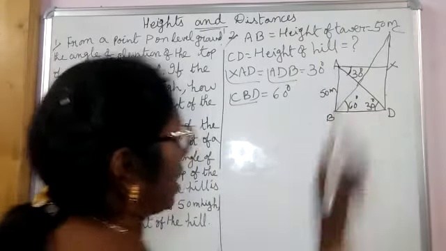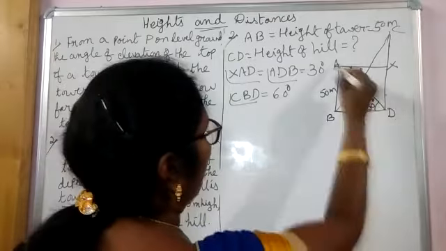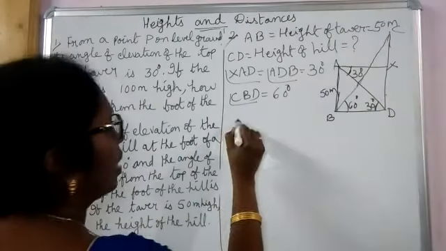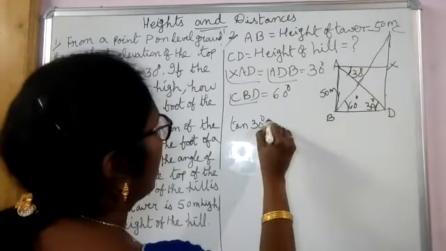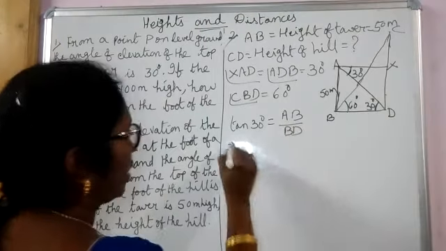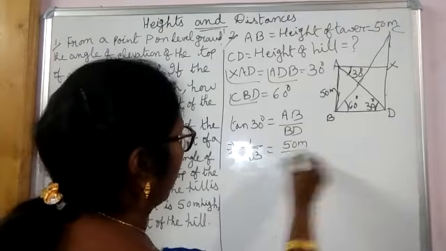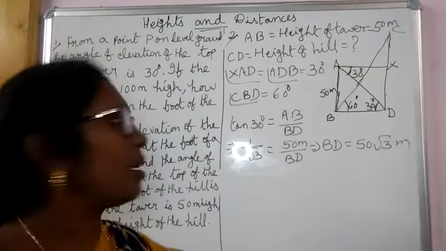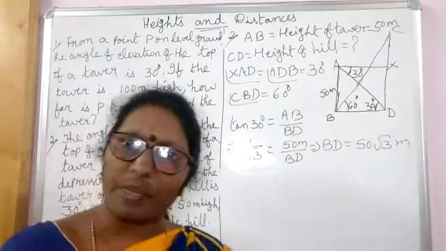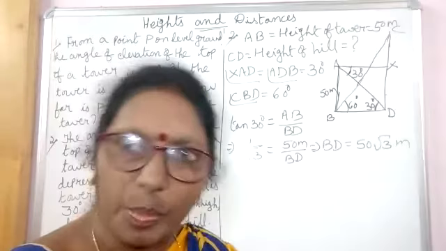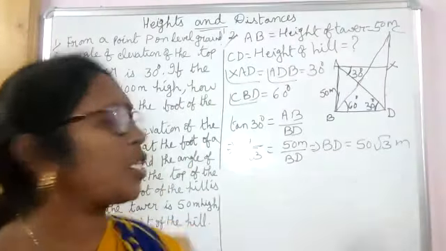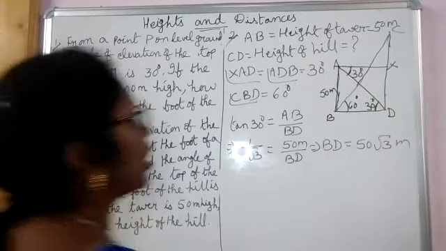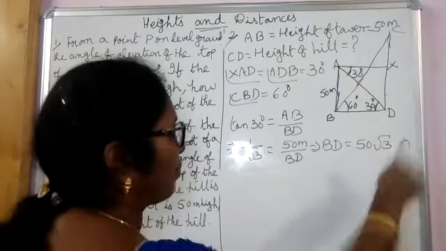First, AB is given to us. From triangle ABD, this angle is known to us and AB is known to us. Let us find BD, just like the previous question. In triangle ABD, tan 30 equals AB by BD. That implies tan 30 is 1 by root 3, AB is 50 meters, by BD. That implies BD is equal to 50 root 3 meters. And children, now you don't want BD, you want CD, the height of the hill. So please don't convert this to decimal form. Keep it as it is. It will be easy for you. Once you convert to decimal form, you will have a problem again, because BD is not asked, we have to find out CD. So we got BD is 50 root 3 meters.